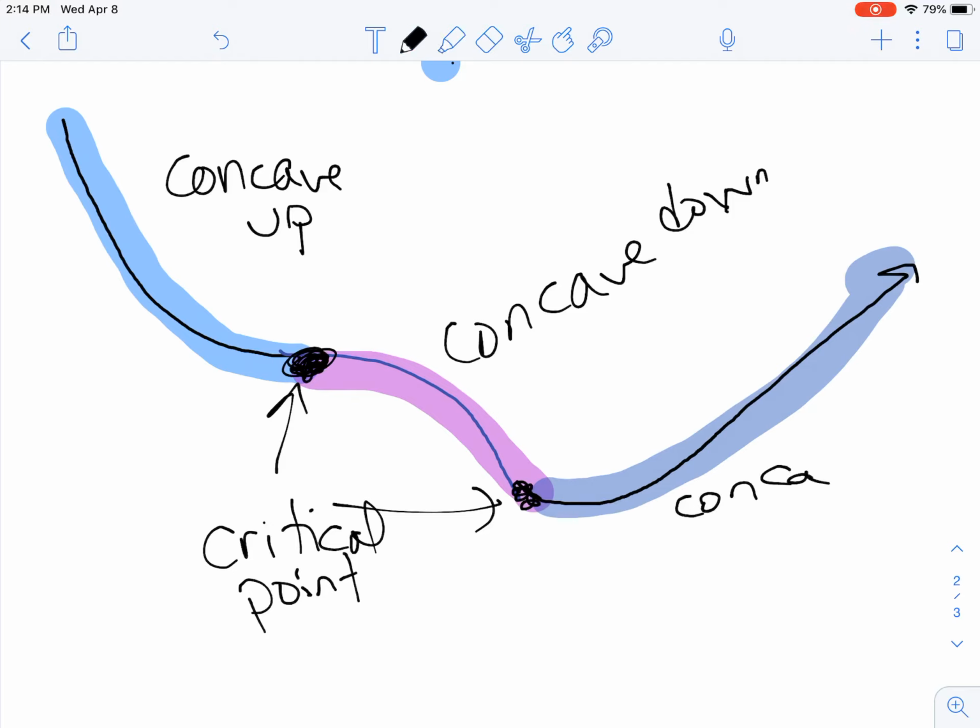Now, our second derivative helps us figure out this concave up, concave down thing and these critical points. And in the next video, we'll talk about how we find those things. So that's all about the second derivative. That's what we're going to start getting into: what does the second derivative tell us?